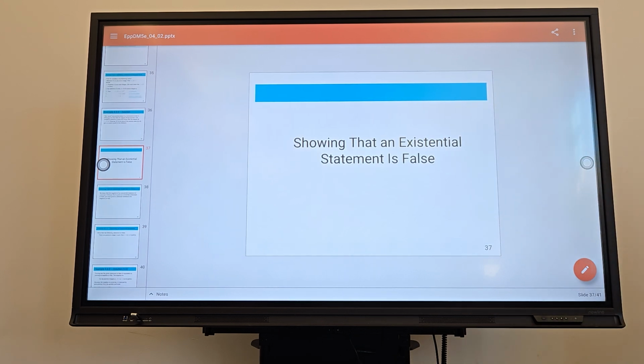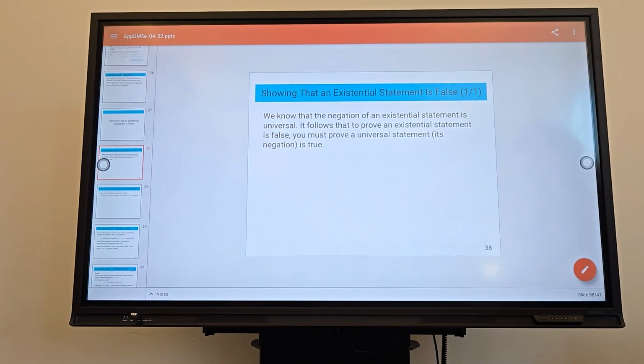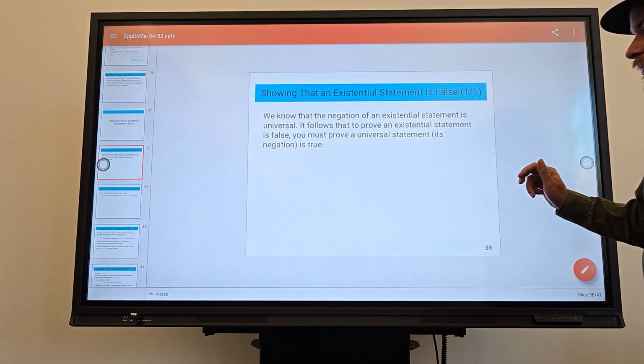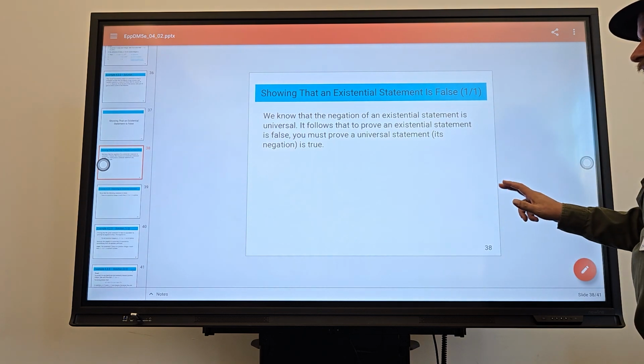Showing that an existential statement is false. Now, we know that the negation of an existential statement is universal. Therefore, if you show the universal negation of a theorem to be true, then the existential would be false. You show the negation is true, therefore the original statement is false.